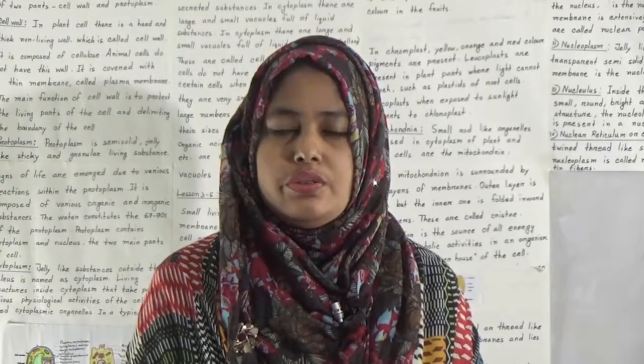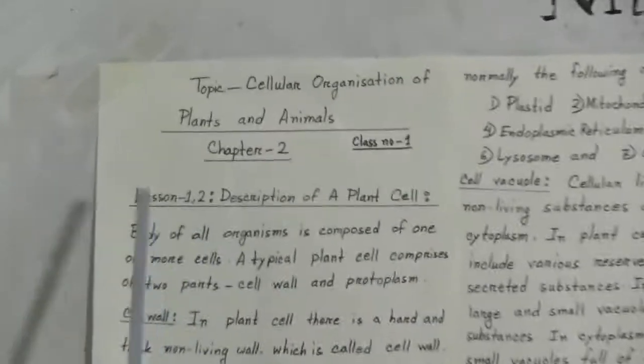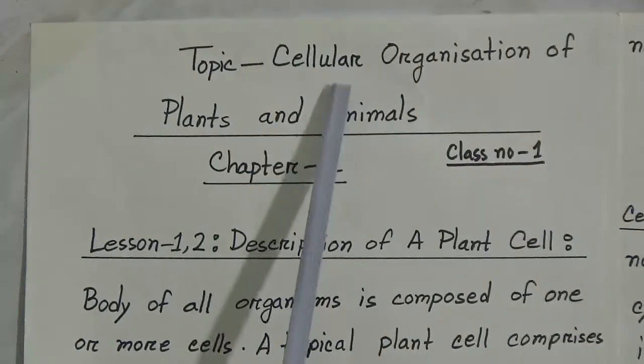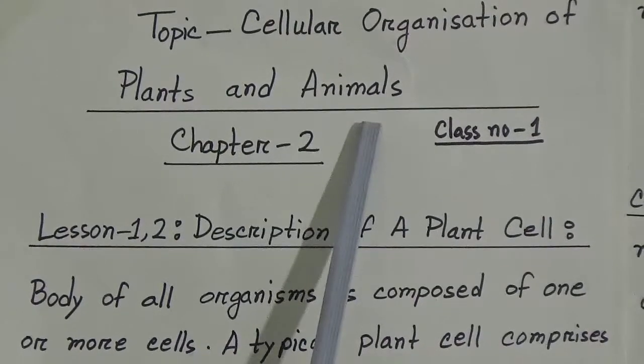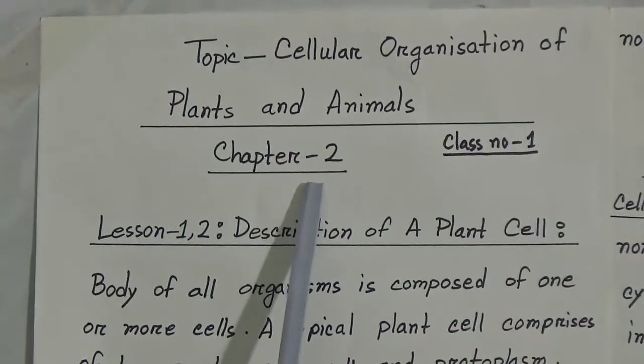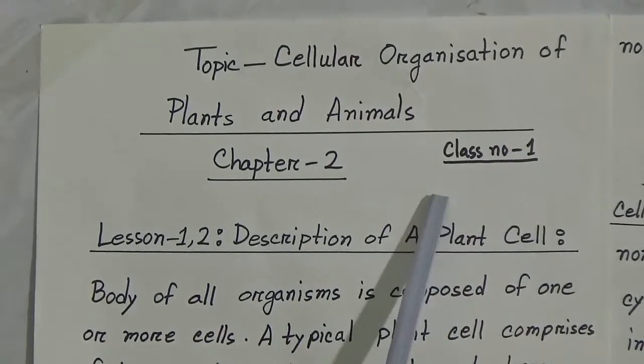Dear student, today I am taking a class 7 science class. Today our topic is chapter 2. Let's start our class. Our chapter name is Cellular Organization of Plants and Animals. This is chapter 2 in your book, and this class is our first class of annual term.